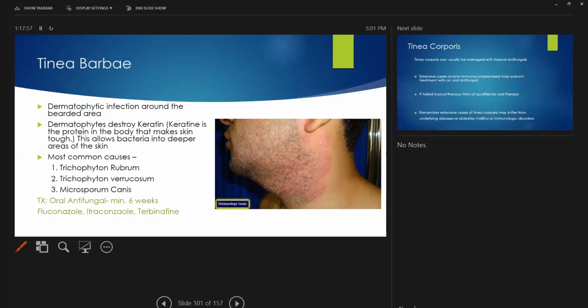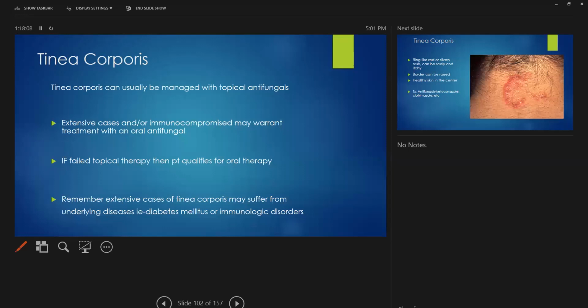You'll also see this on people's necks too. Difficult to differentiate from folliculitis. Sometimes you treat it like folliculitis and then see what happens. And then if it doesn't get better, then you treat it like tinea barbae.